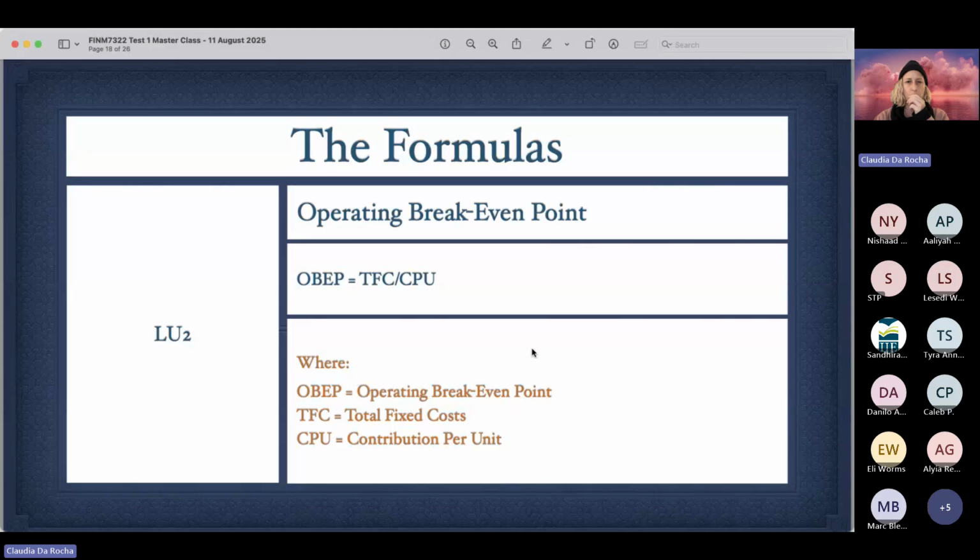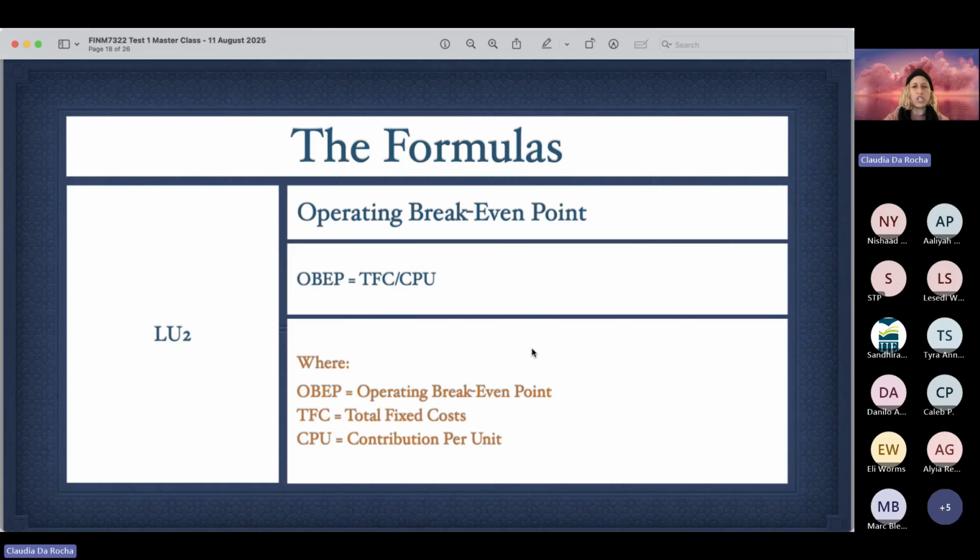Okay, let's move on to learning unit 2. With learning unit 2, there's not as many formulas as in learning unit 1, but there are key things that we need to know. So the first thing that we must know is the operating break-even point. When we're talking about the operating break-even point, we are looking at leverage here.